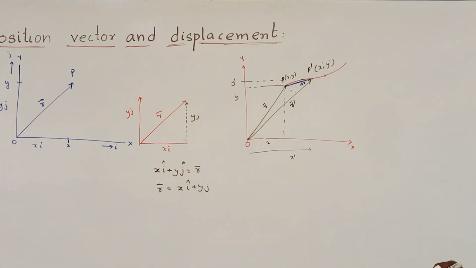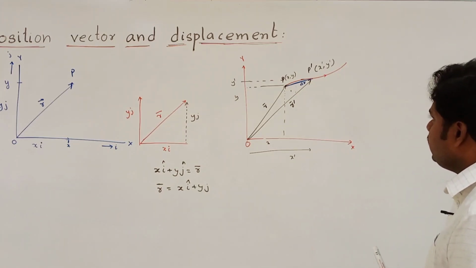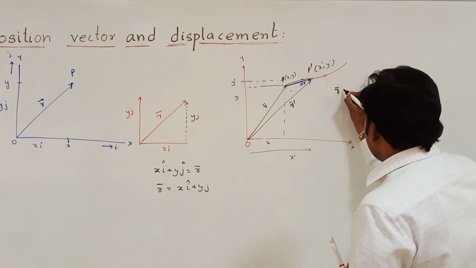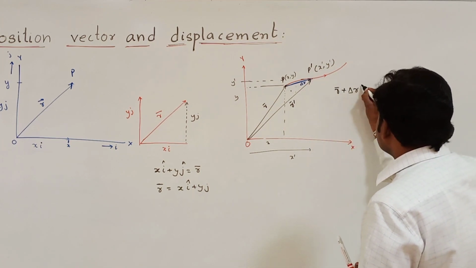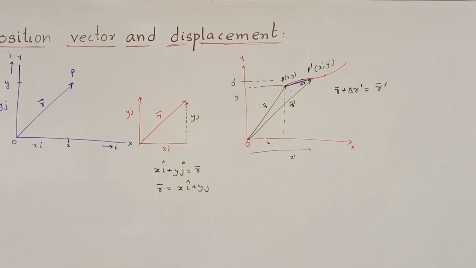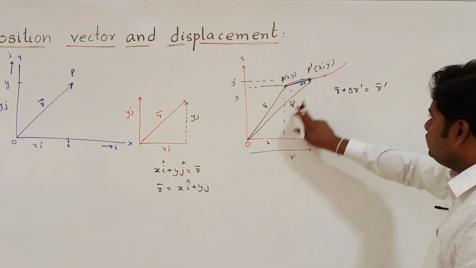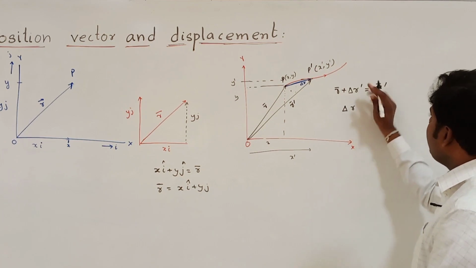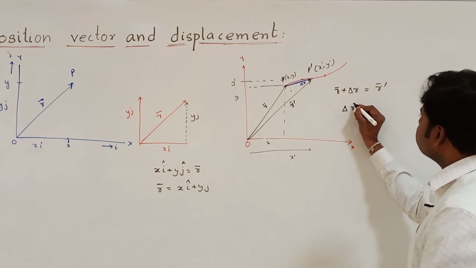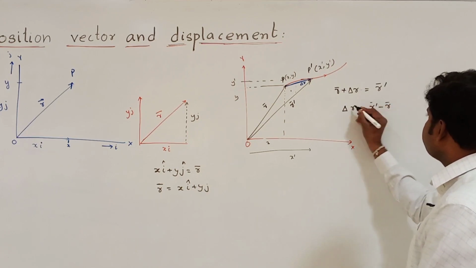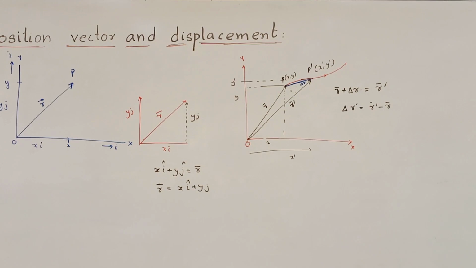Now apply the triangle of vectors. R vector plus delta R vector is equal to R dash vector. So forward direction and this is reverse. Delta R vector is equal to R dash minus R. This is the simplest one.